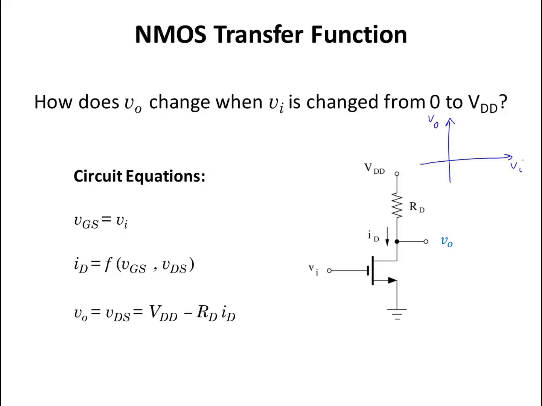The circuit equations that I'm going to use for this circuit configuration are VGS equals Vi. This is the gate to source voltage, from the gate terminal to the source terminal. And I know the characteristic equation for the MOSFET, an equation that relates ID to VGS and VDS. This is my drain to source voltage, that is the output voltage as well, and the drain to source KVL tells me how Vout is defined. Vout or VDS is equal to VDD minus ID times RD.